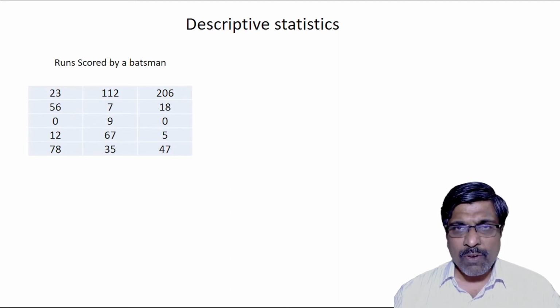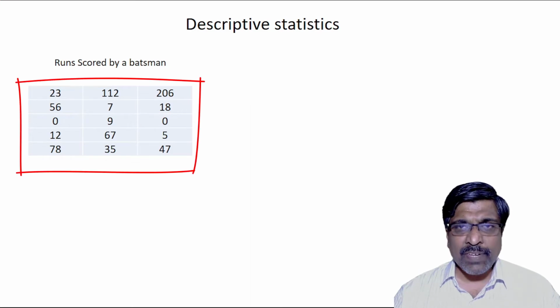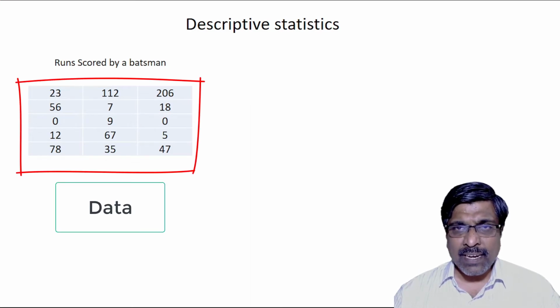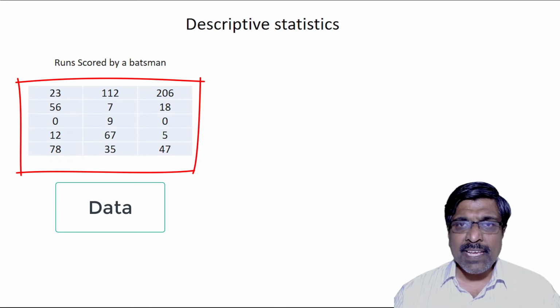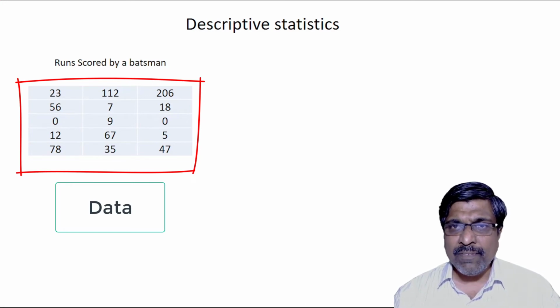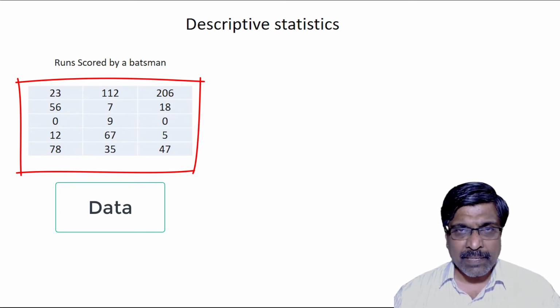See, I am just showing you the runs scored by a batsman. There are totally 15 entries here. These are the runs scored by a batsman in various innings of a cricket match. Now what do you understand by this? When you look at this, it doesn't look very clear to me. You don't understand what's really happening with this particular data. You are not able to get any meaningful information from this data.